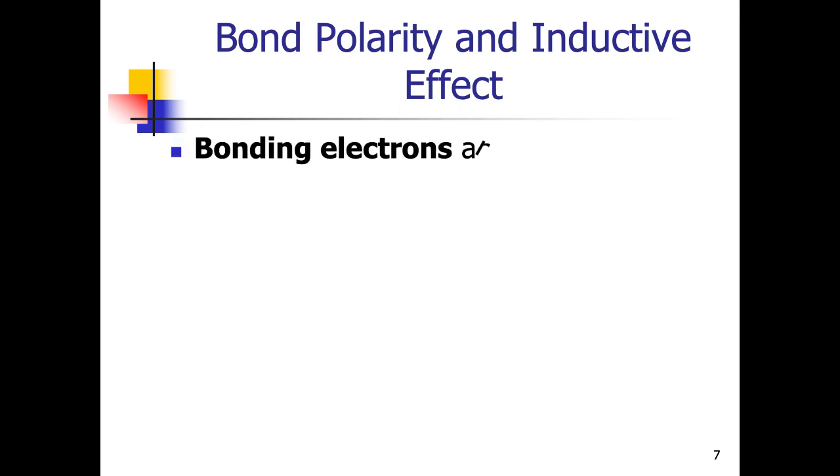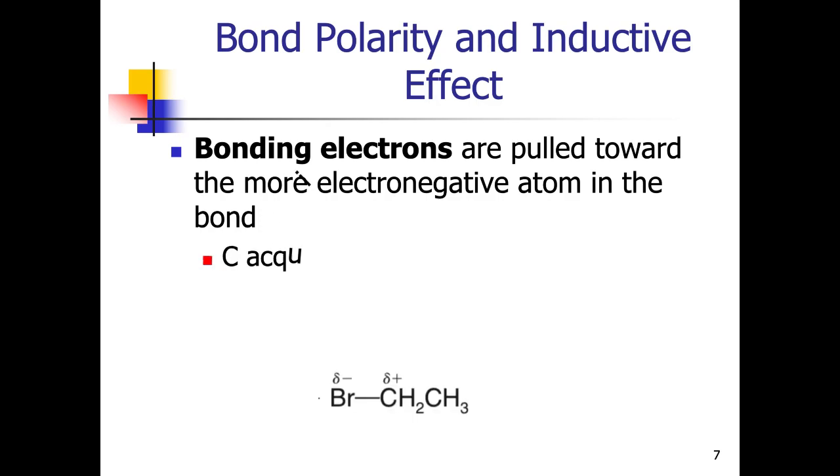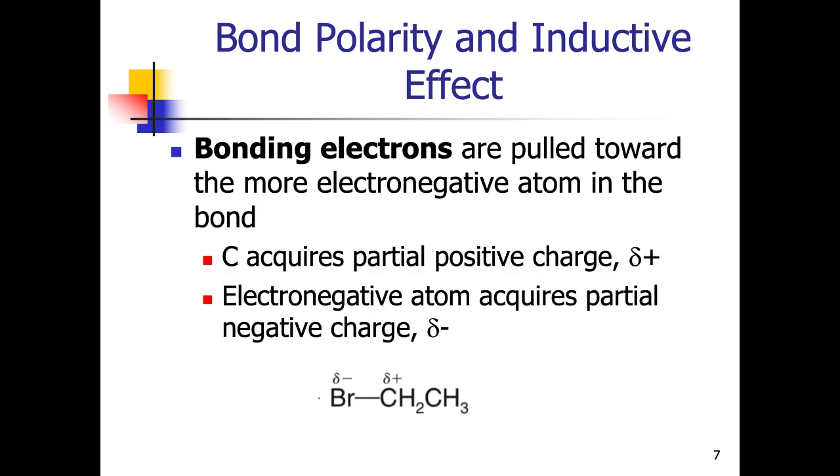Bonding electrons are pulled toward the more electronegative atom in the bond. Carbon acquires a partial positive charge. The electronegative atom acquires a partial negative charge.